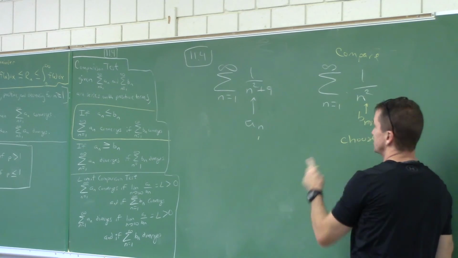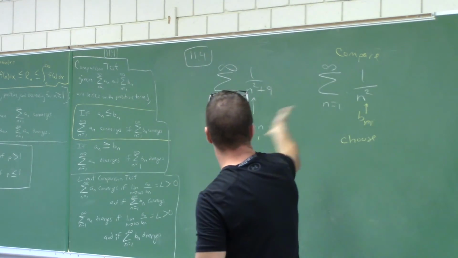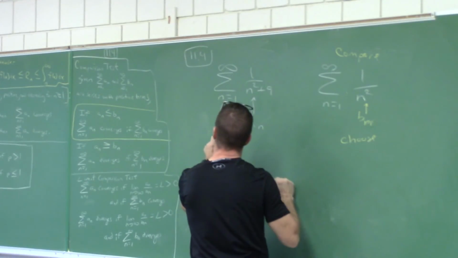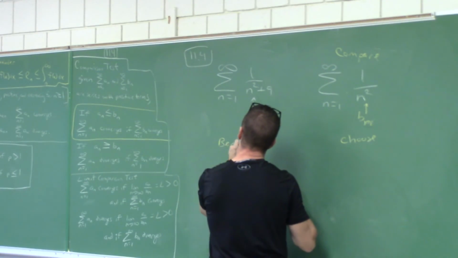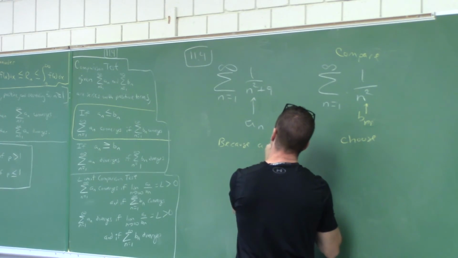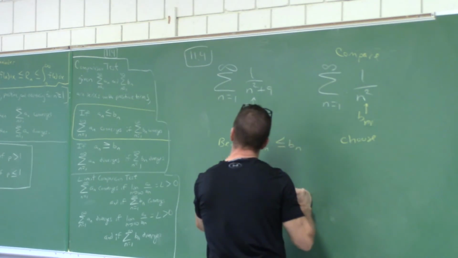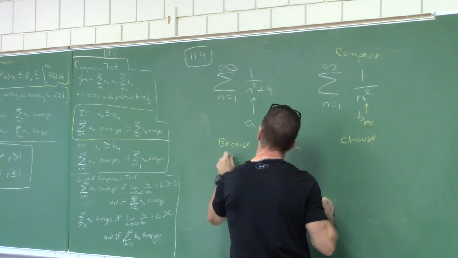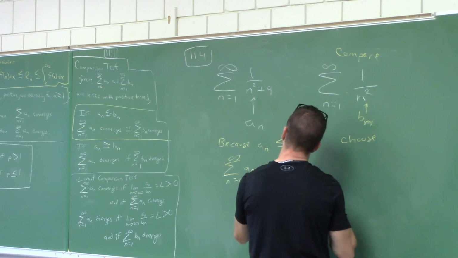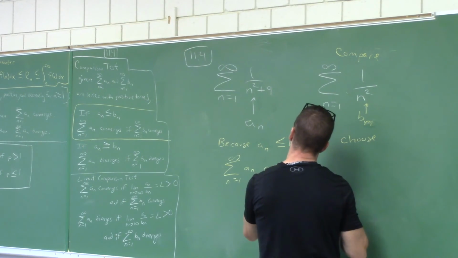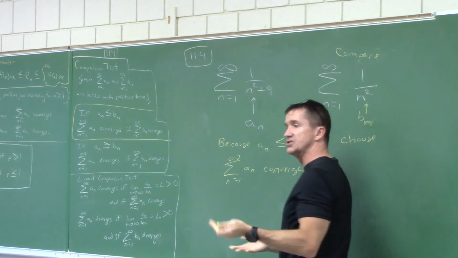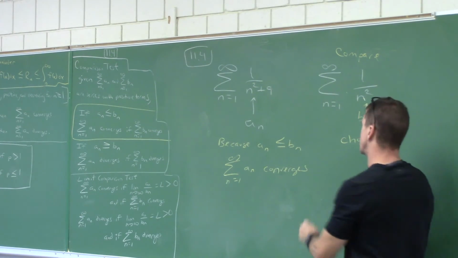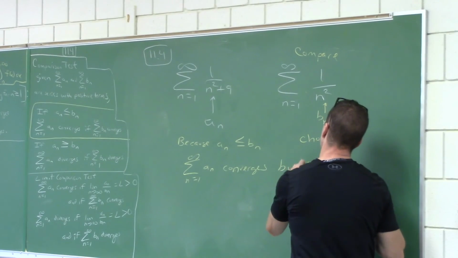This converges. And so going off what we just said, we chose something easy that was very similar to this. Because A sub n is less than or equal to B sub n, the series A sub n converges. I'm just going to justify this, but I don't have to write as much as I did with the integral test. This series converges by the comparison test.